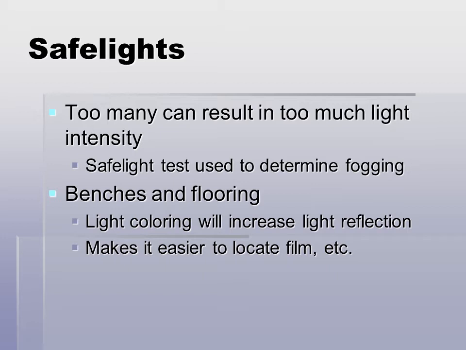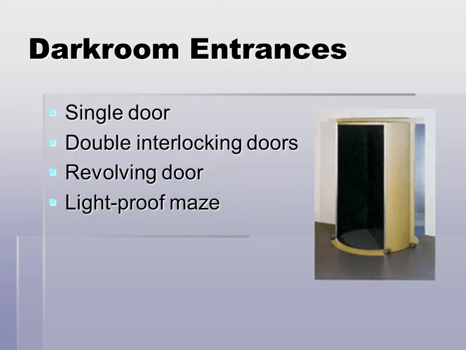Benches and flooring are usually going to be a light color to increase the light reflection in the room. It makes it easier to locate the film because, again, you're in total darkness except for a little bit of red light. So with white walls, white benches, and white floors, it will help reflect that light so that you're able to visualize a little bit more in the actual darkroom itself.